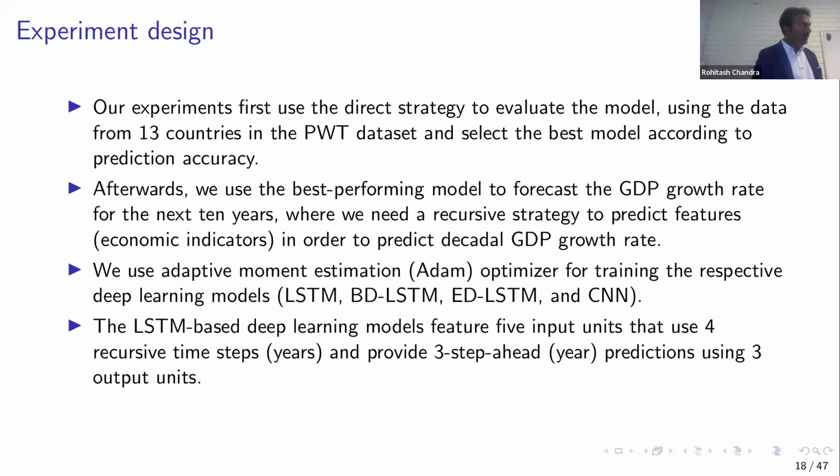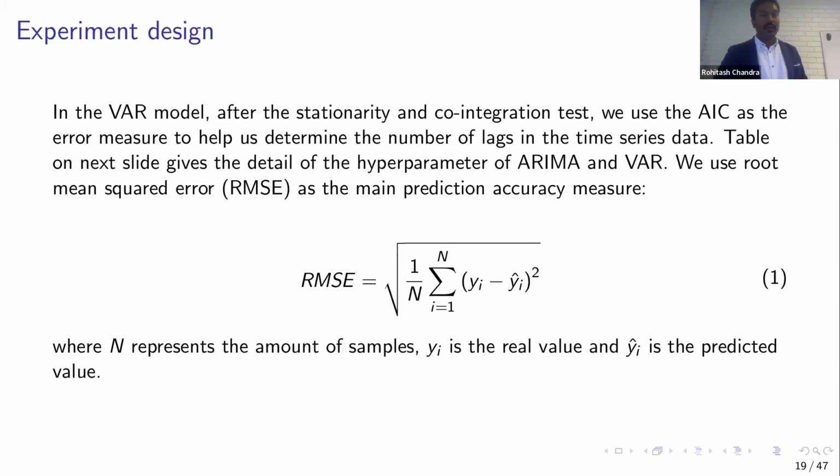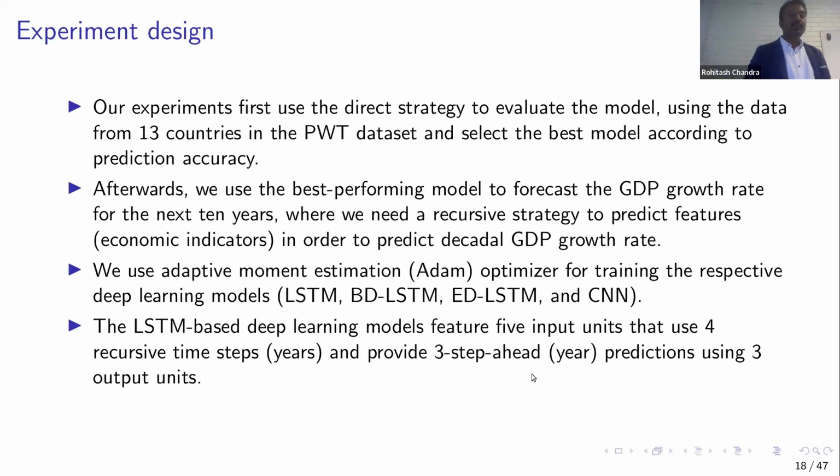We are looking at a multivariate model. So we have 5 input units in those deep LSTM based models, and we are looking at the last 4 years, and we are predicting the next 3 years. So the next 3 years we are predicting using 3 output units. I would say that our framework is general, and this is the way we have implemented it.